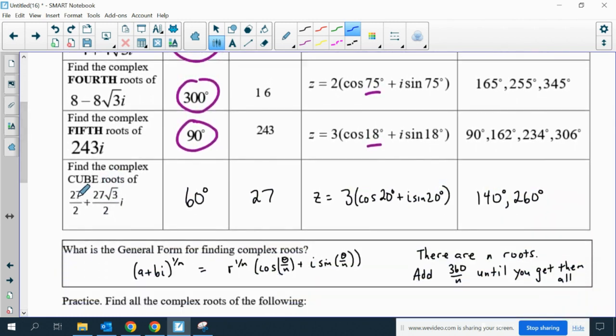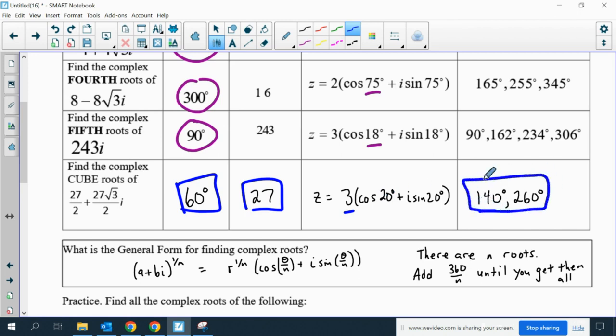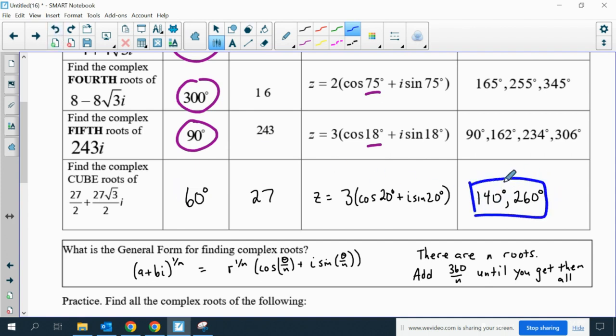Here's another example. So if I find the radius of this, it's like a 30, 60, 90 triangle. So I get an angle of 60. I'd get the radius of 27. I do 27's cube root to get 3. Then I divide 60 by 3 to get 20. Then in order to get the other angles, I add 120 because 360 divided by 3 is 120. So I add 120 as many times as I need to in order to get as many roots as I have to get.